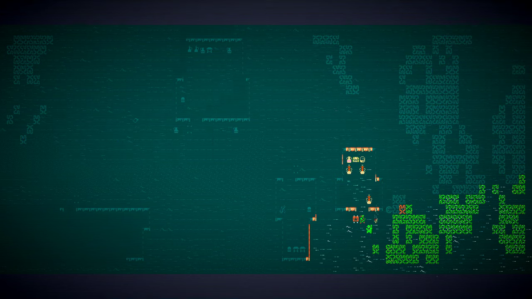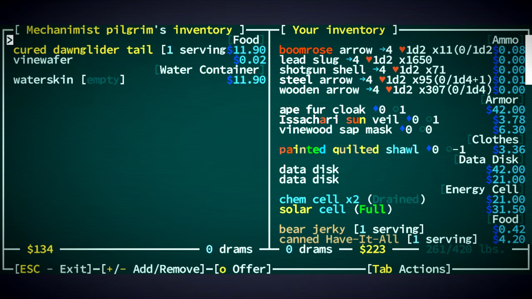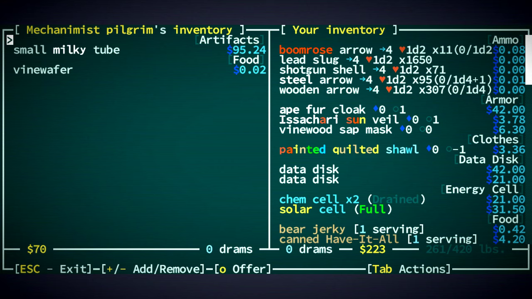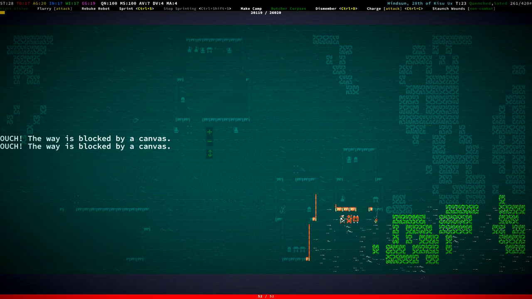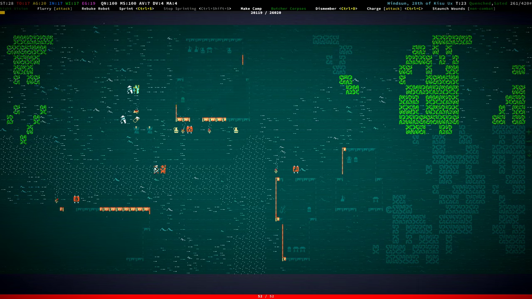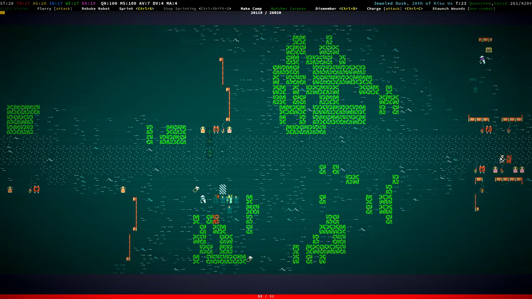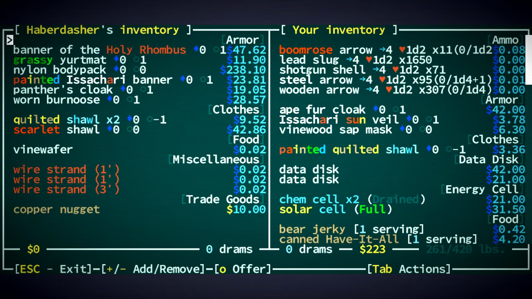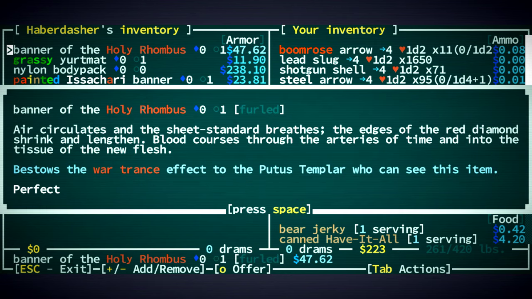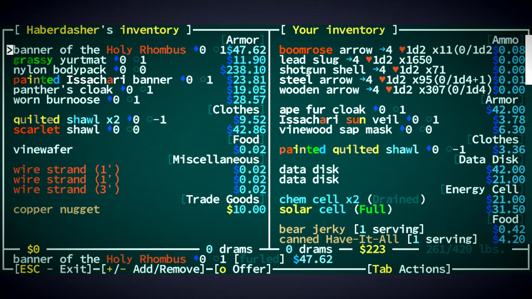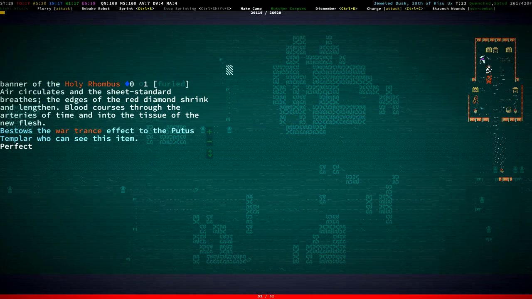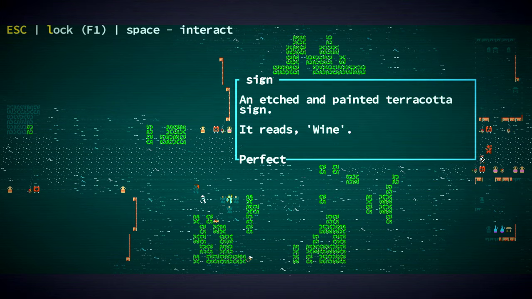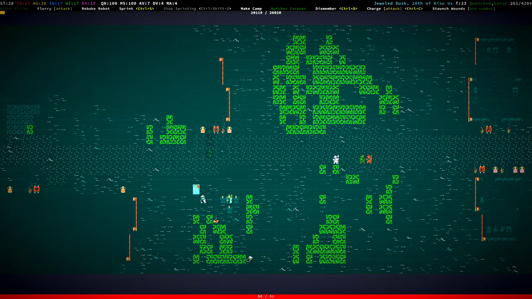Whoops, walking through. Smoke lounge. Are you the one? No? All right, whatever. People are just hanging out there getting stoned or something. Another cloak store. Banner of the Holy Rhombus. Bestows the war trance effect to the Putus Templar who can see this item. Interesting. That's cool. Is this another hookah lounge? Oh, that's wine. It's a wine shop.